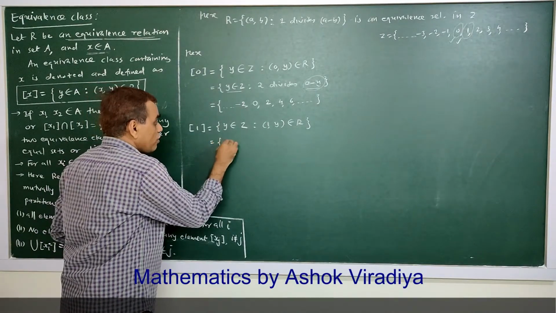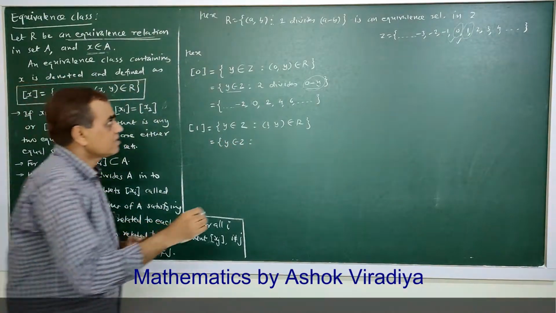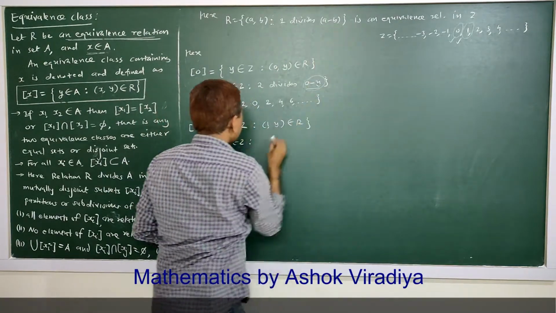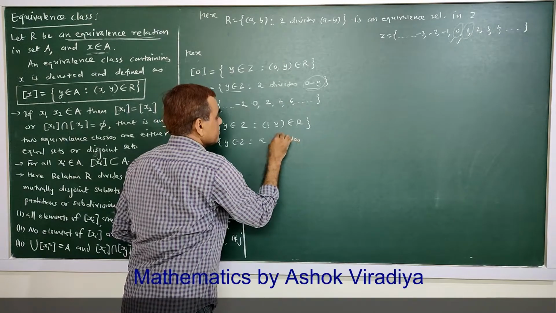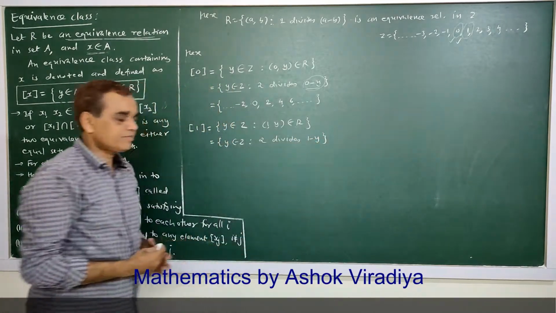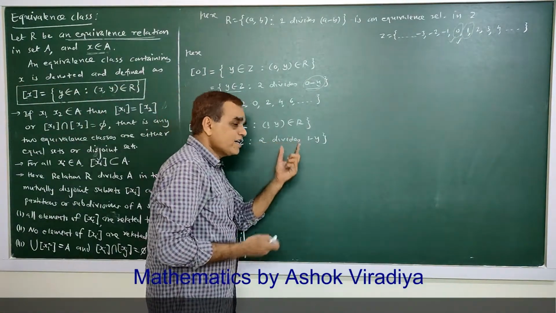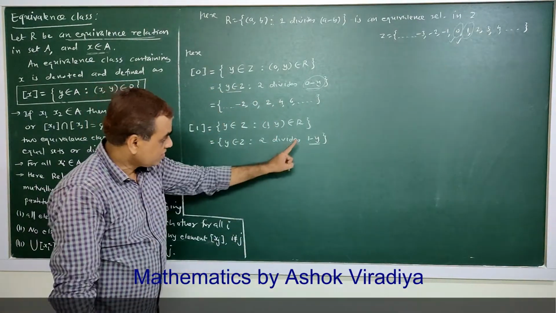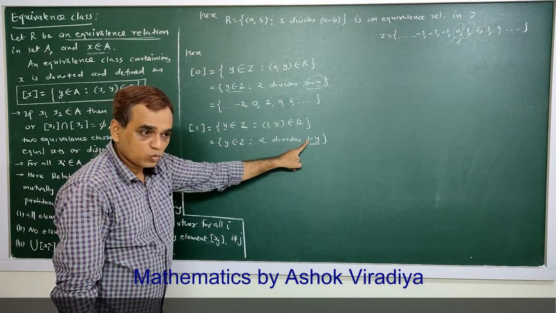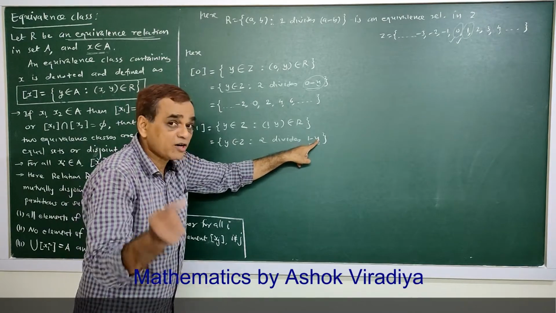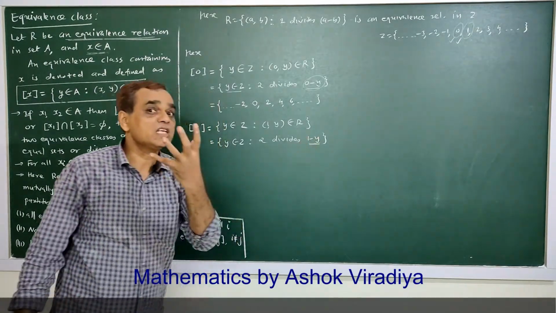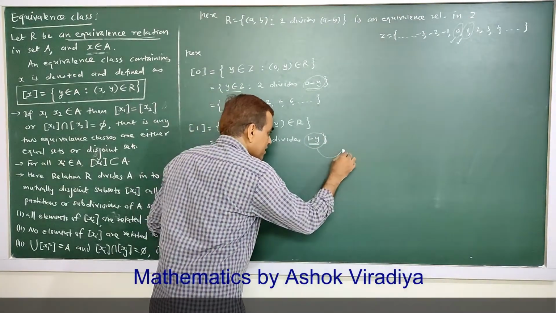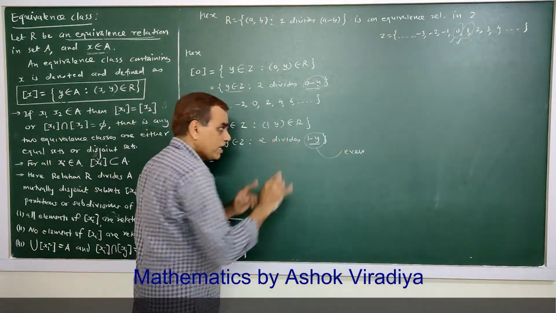That means it is the set of all numbers such that (1, y) belongs to R, that means 2 divides 1 minus y. Now 2 can divide only even numbers, so the value of this must be even. Now 1 is odd, and from an odd number if you subtract odd, then odd minus odd will be even. So we are taking those numbers y such that this must be even, because 2 divides only even numbers.